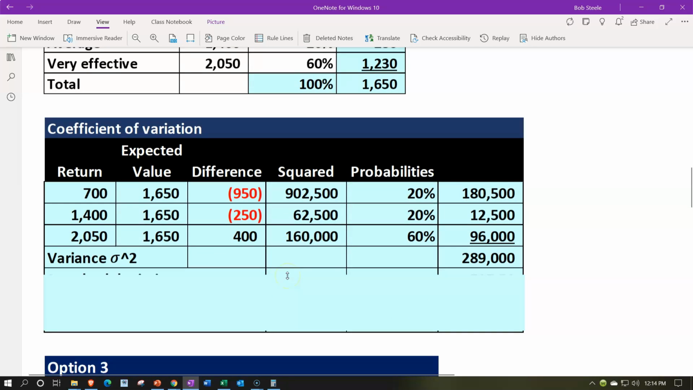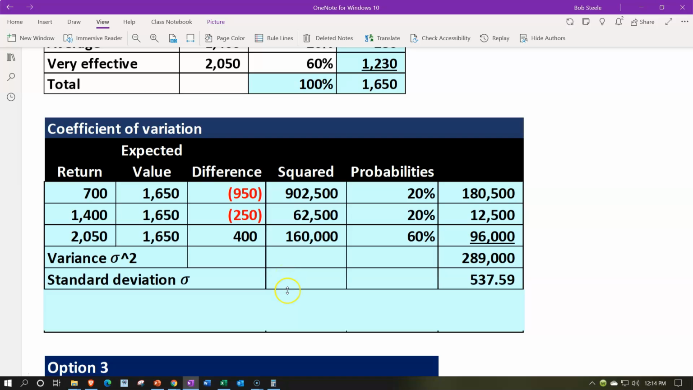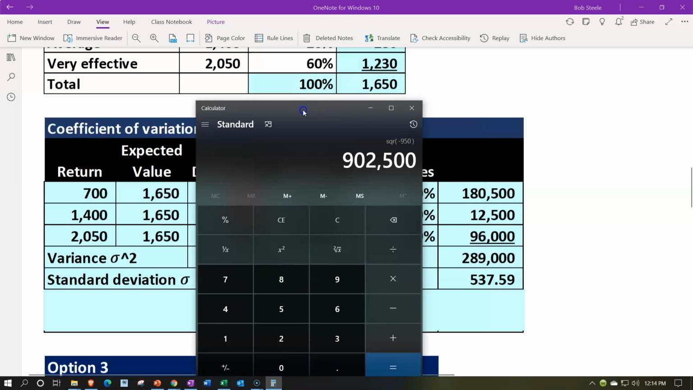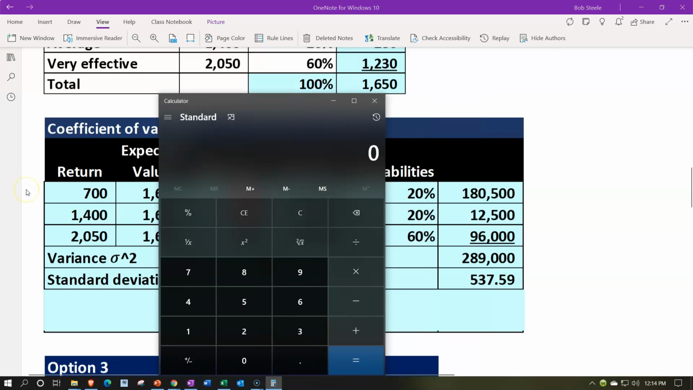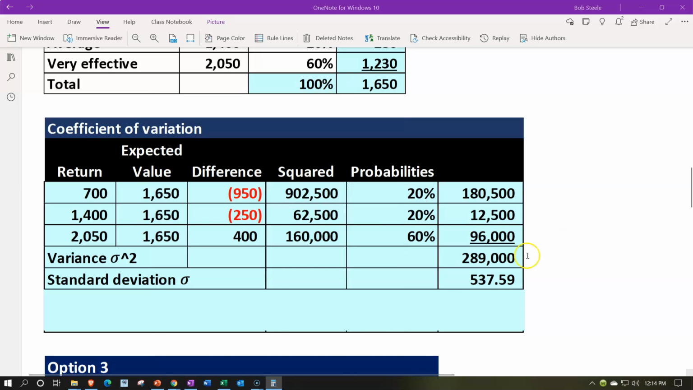We add those three numbers up, we get to the 289,000, that being the variance. Then we're going to take the standard deviation, which would be the square root of that, the square root of 289,000, and that's going to be about 537.59.